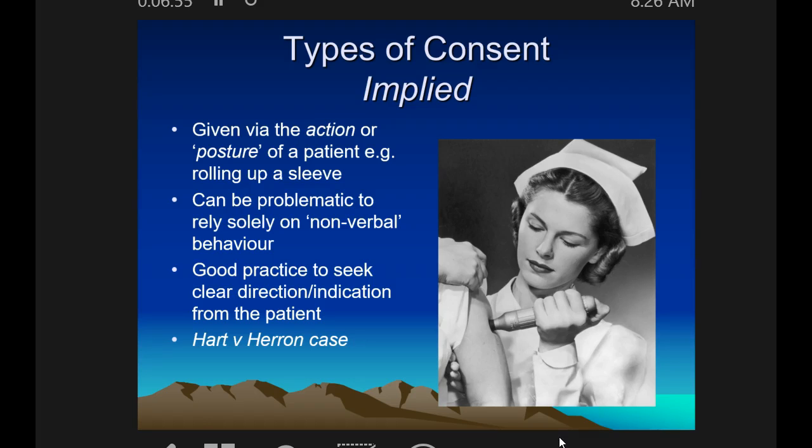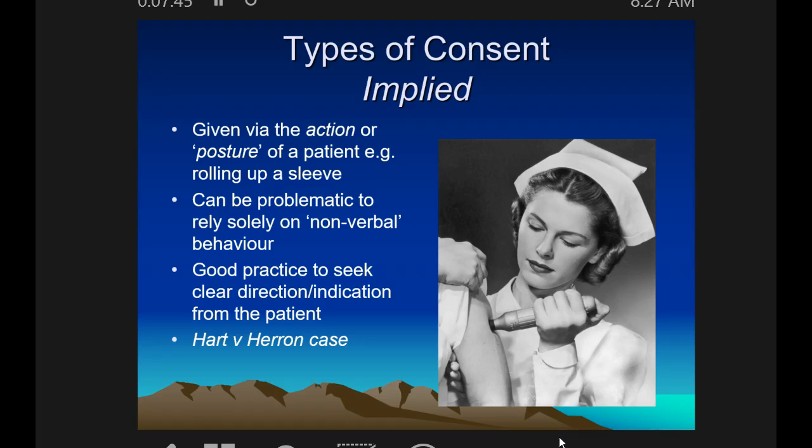Because if you rely solely on non-verbal behavior, mistakes can be made. For example, particularly with non-English speaking backgrounds, some cultural backgrounds have different body postures and mannerisms that mean different things, particularly in high acuity areas like emergency departments, where there's not clarity of thought in the verbal gaining of consent. A lot of things can go wrong. There's possibility for confusion, particularly when the patient's unfamiliar with the treatment or the procedure and you misinterpret their behavior as consent. So it's always good practice to seek clear direction from the patient that they are consenting.